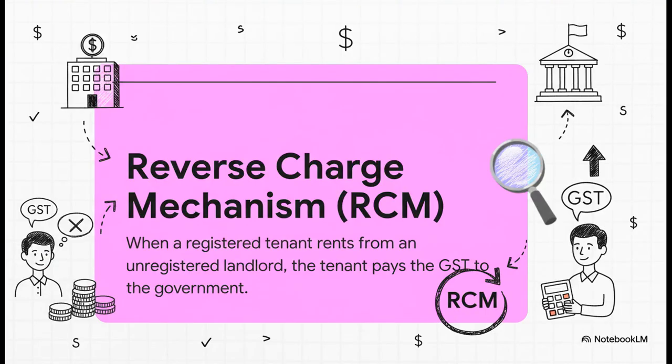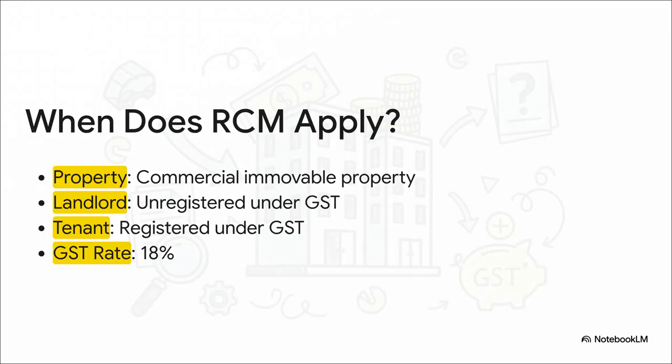So what does that mean in simple terms? Normally, the person providing the service, in this case your landlord, would collect GST from you and then pay it to the government. But with RCM, if your landlord isn't registered for GST, the roles are, you guessed it, reversed. You, the registered business, have to calculate the GST on your own rent and pay it directly to the government yourself. So the big question: when does this actually affect you?